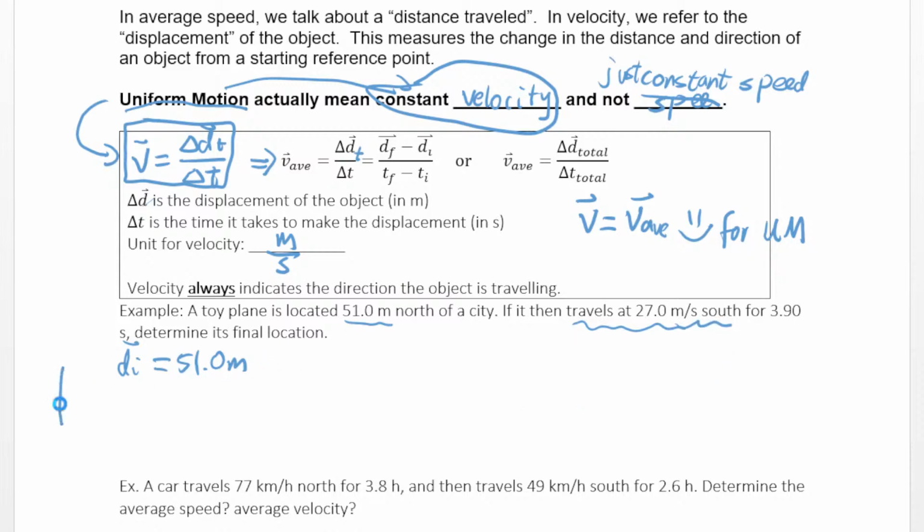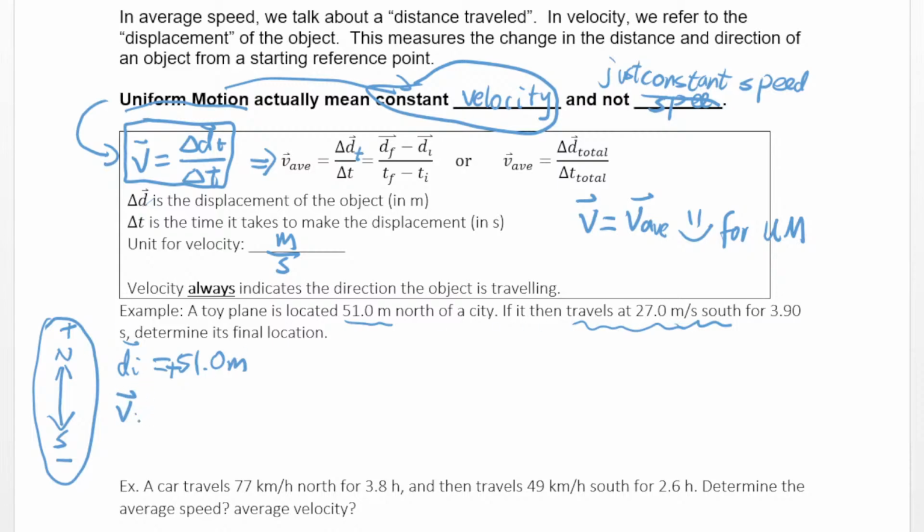It then travels 27 meters per second south, okay, north, I should write north. You know what, I'll make life simple by giving direction right away. Let's say north is positive, south is negative. So this one needs to be positive 51, saves me a little bit of time. Once again, make sure you indicate it. All right, and then it travels 27.0 meters per second south. That, of course, is our velocity.